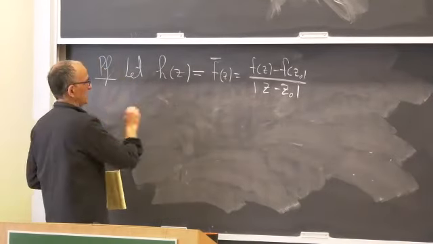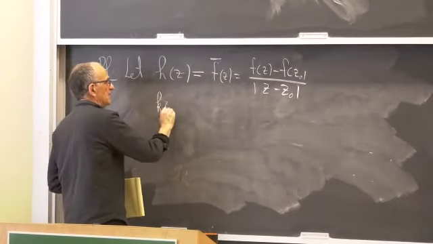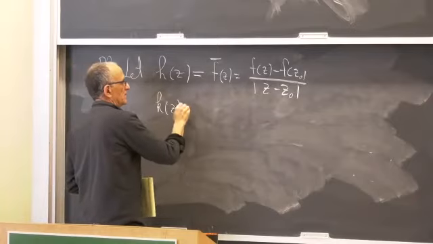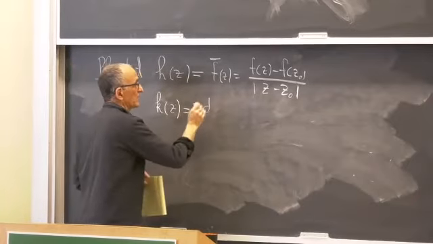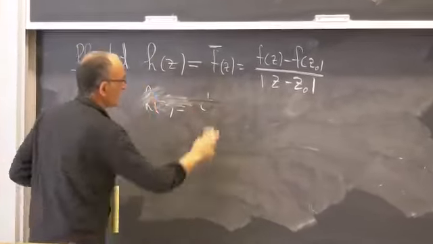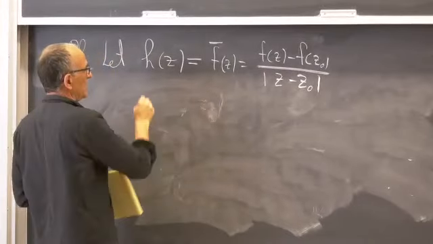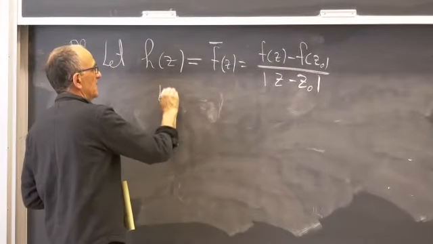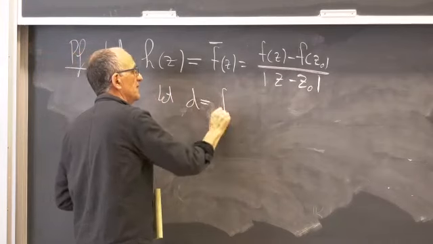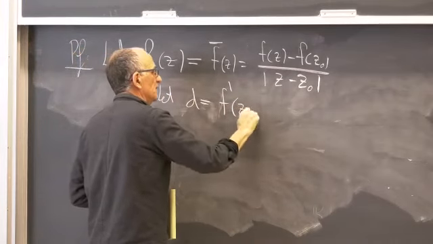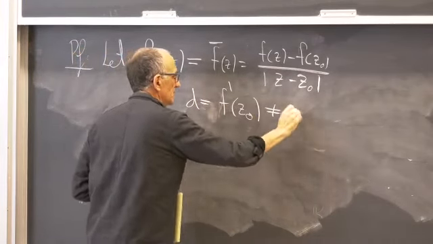And now we'll define an auxiliary function k of z. Let's give a name to the derivative. The derivative is some number d, which will be equal to f prime of z0, which we assumed is different than 0.